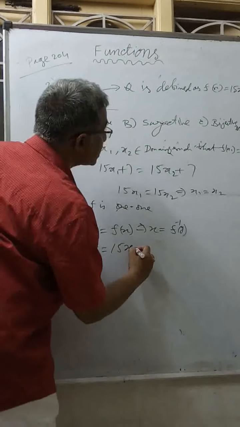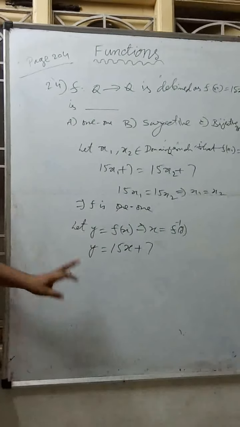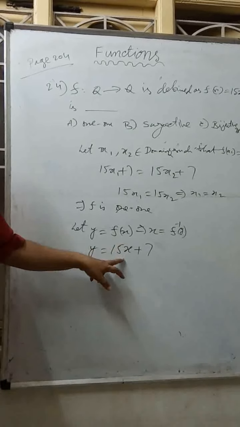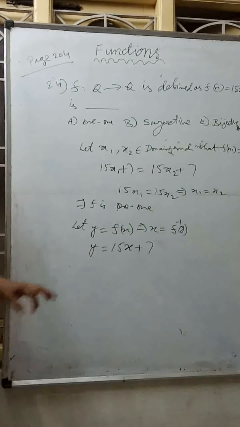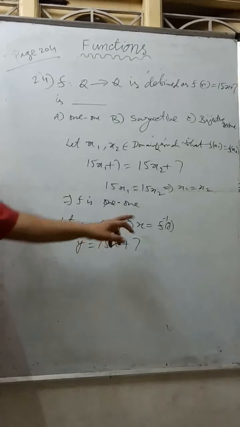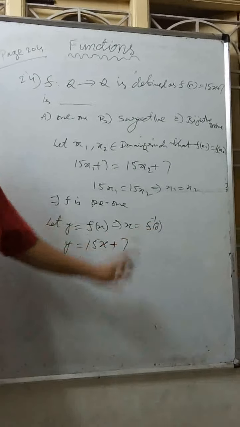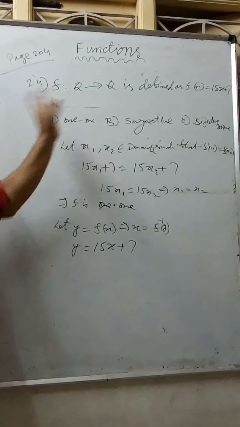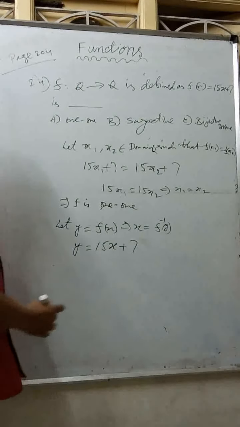Y is equal to 15x plus 7. Now what you need to do is find x in terms of y. Now find the domain of that. X means f inverse of y. So if you find the domain of f inverse, that becomes the range. If that range is equal to the codomain, then it is surjective, otherwise not. So that is what we are going to follow.